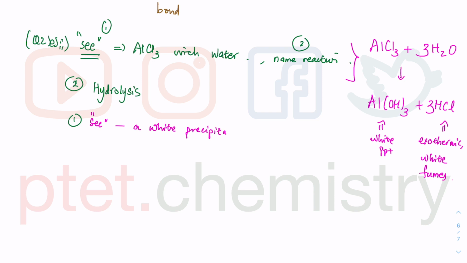You're not allowed to use the term PPT as a short form or shorthand notation, not in a theory paper. However, you can do that in a practical paper. So steamy white fumes are formed, and this is part of the hydrolysis reaction where the aluminium chlorine covalent bond actually gets broken.